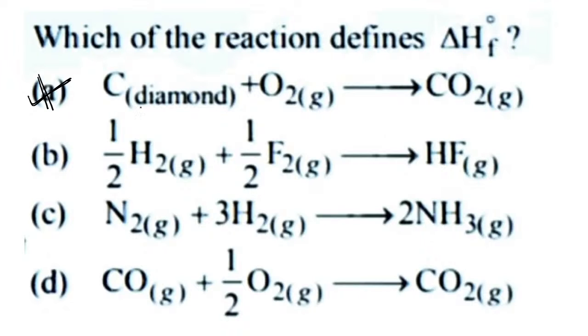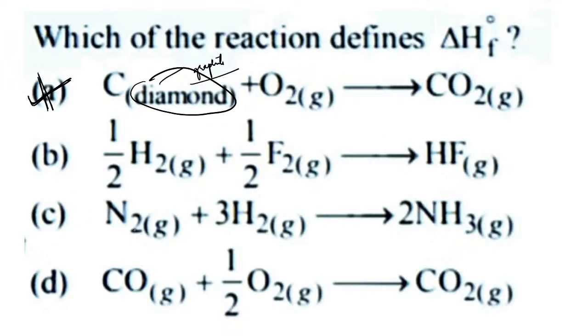Right, okay. So the elemental state of carbon is not diamond, it's graphite. If the elemental or standard state of carbon is graphite, then definitely this reaction is incorrect, because delta H of formation is defined for 1 mole of substance formed from its elemental state. So now you can cancel out option B. Right. Now let's go to option C.